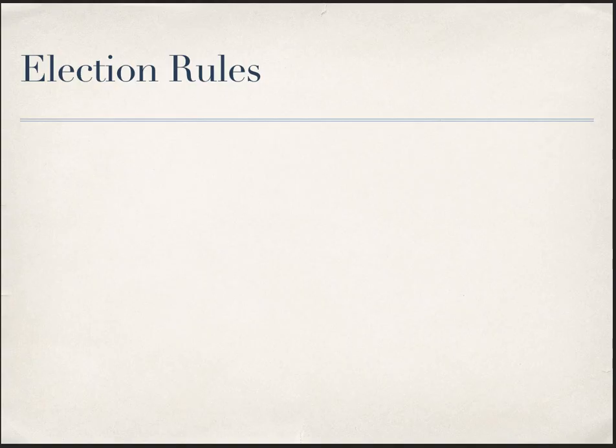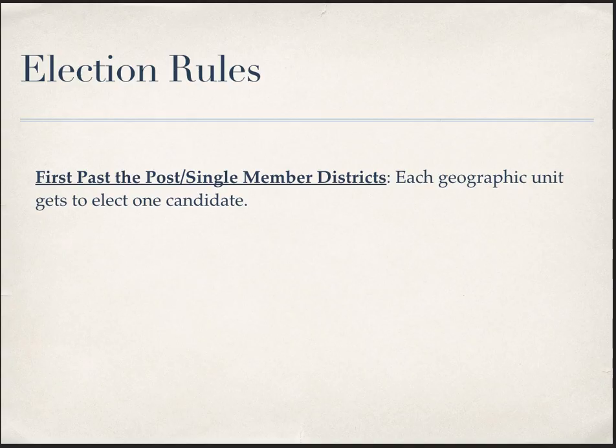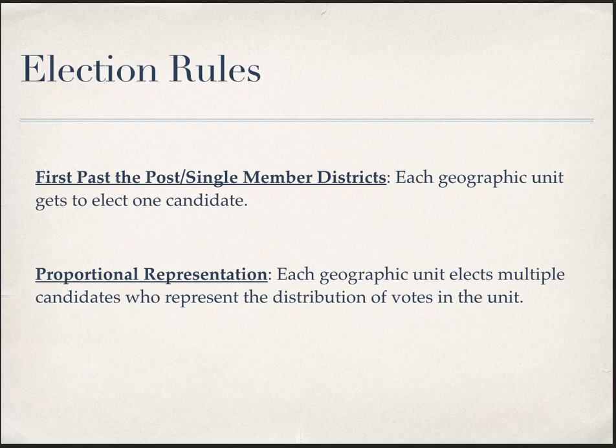But the election rule that we're going to focus on for this class session is the difference between a type of election style called first past the post or single member districts, in which every geographic unit, every district gets one candidate that they get to elect, and proportional representation, a system in which each geographic unit elects multiple candidates, and these candidates then represent the distribution of votes in the district.